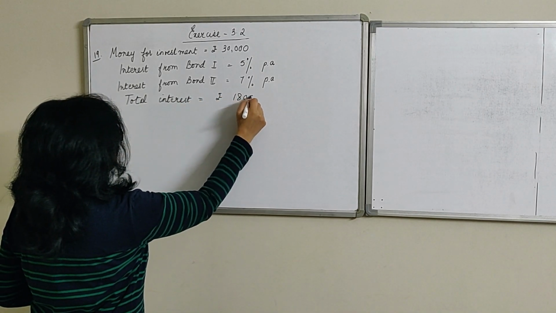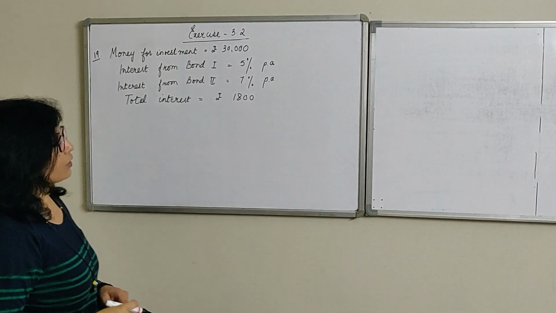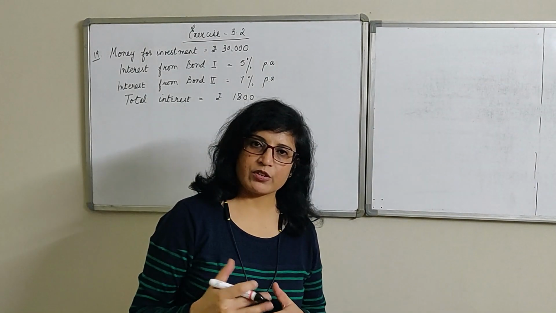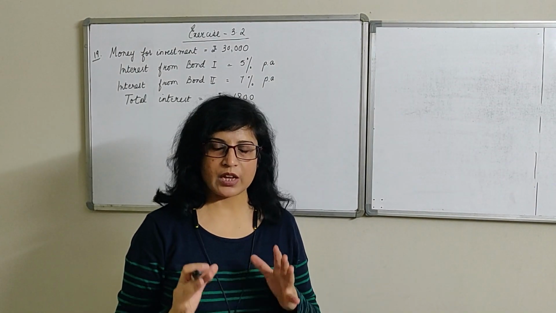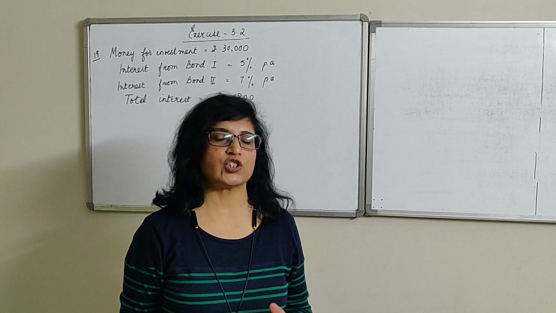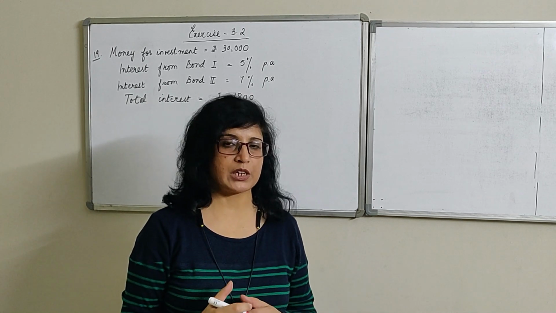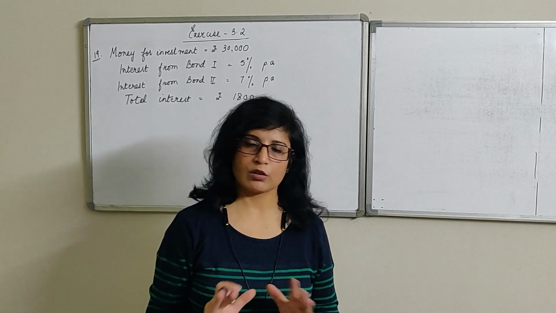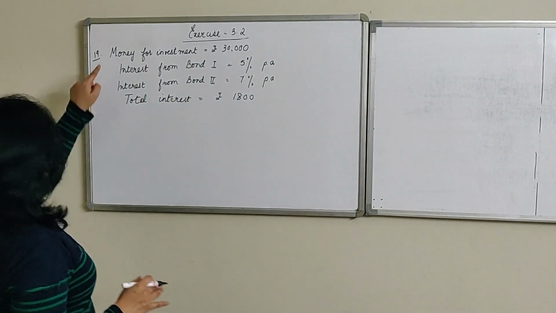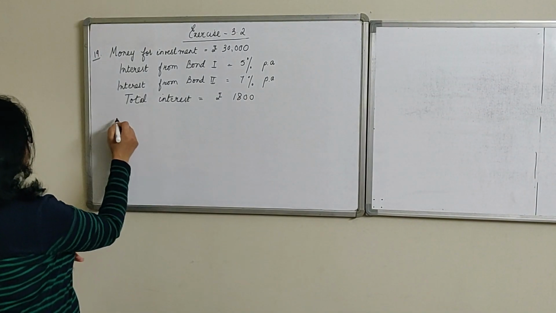Rupees 1800. The question clearly mentions use matrix multiplication. Let us as of now not use matrix multiplication and see without matrix multiplication how we can solve the question. The question is a simple one. The money for investment is rupees 30,000.